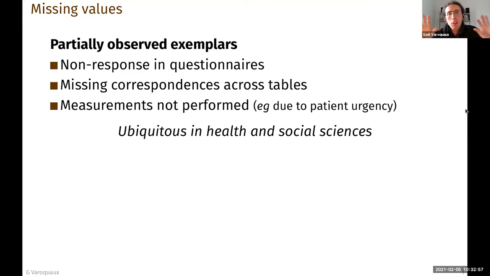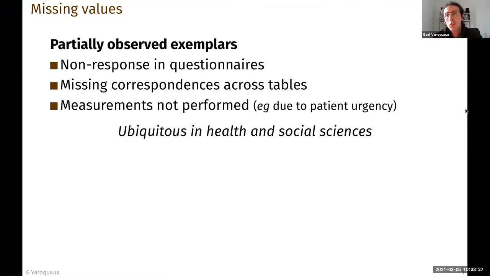Another example is if you're doing data integration, you're integrating data from different databases or different tables, you might have missing correspondences across tables. You might have somebody who is in one table but not in another. You might have an entity such as a company, for instance, in one table but not another. And if you do the join to create the table that you need for the analysis, then you'll have some missing values there.